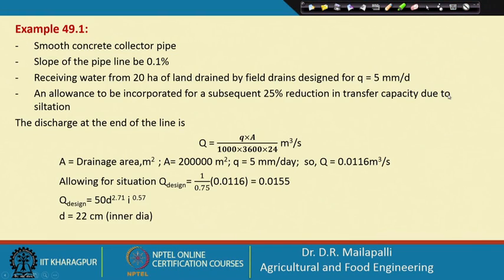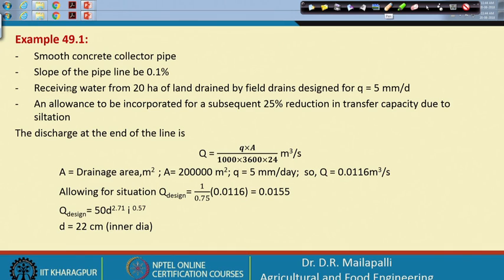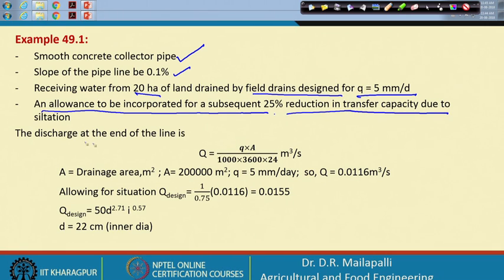So, the next example: finding out the diameter of a smooth concrete collector pipe. The slope of the pipeline is 0.1%, and it receives water from 20 hectares of land drained by field drains designed for q equal to 5 mm per day. This is the design discharge we are expecting, small q, and an allowance must be incorporated for a subsequent 25% reduction in transfer capacity due to siltation.